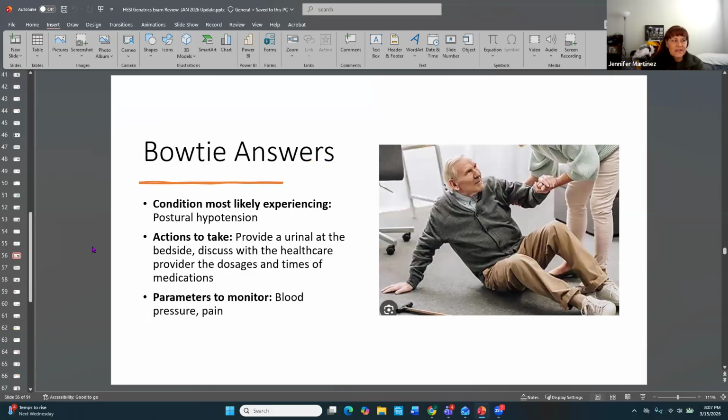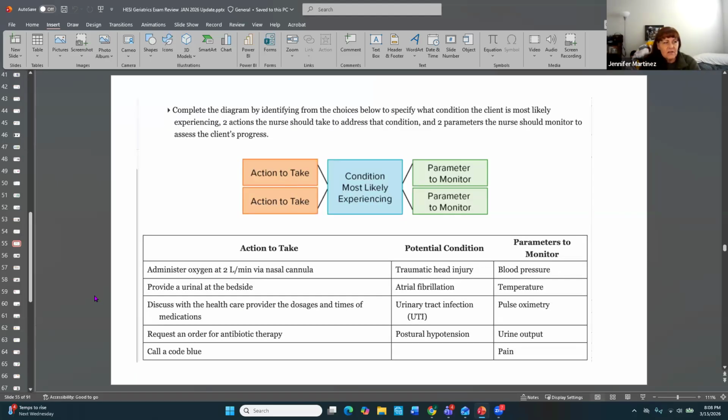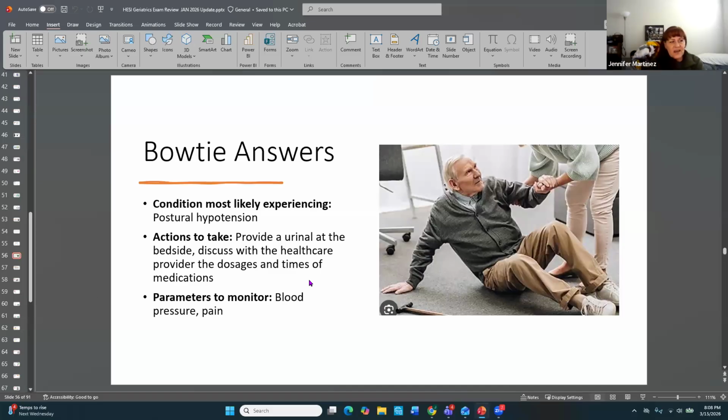All right, I'll just skip this line. So client is most likely experiencing postural hypotension. So we want to give them a urinal, and we also want to discuss with the healthcare provider the dosages and times of the medication, right? He's taking Lasix twice a day, once in the morning, probably once in the evening. And so that's going to increase his need to urinate, especially at night, which increases their risk for injury and falls. Parameters to monitor would be your blood pressure as well as pain.